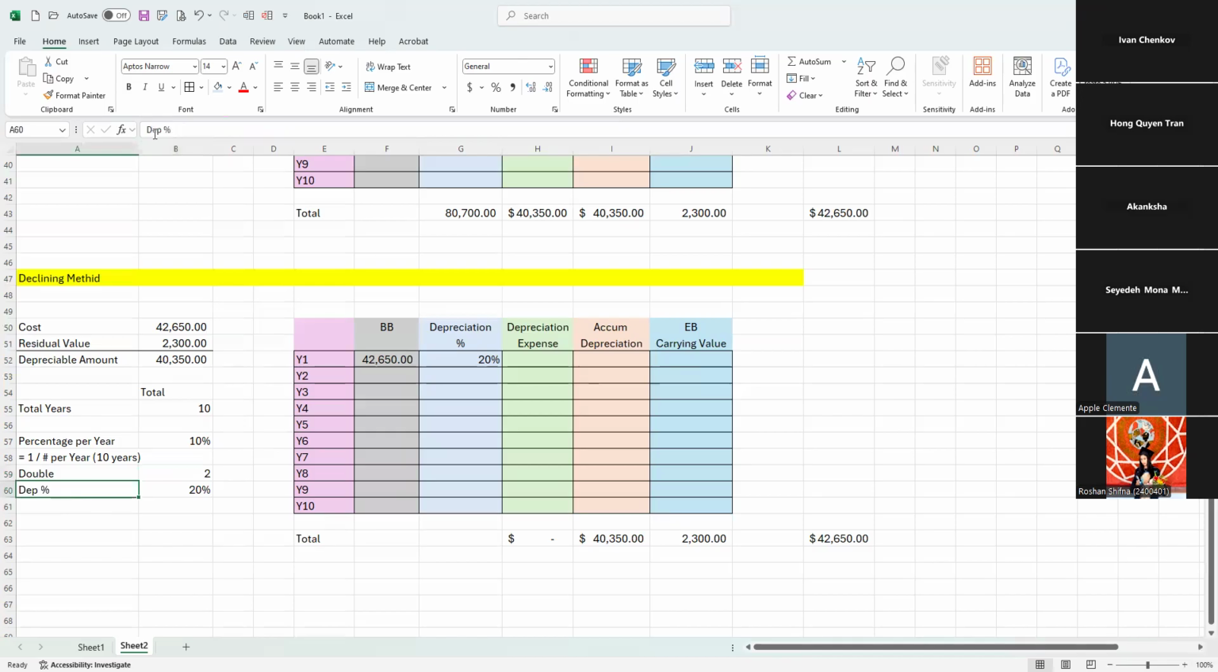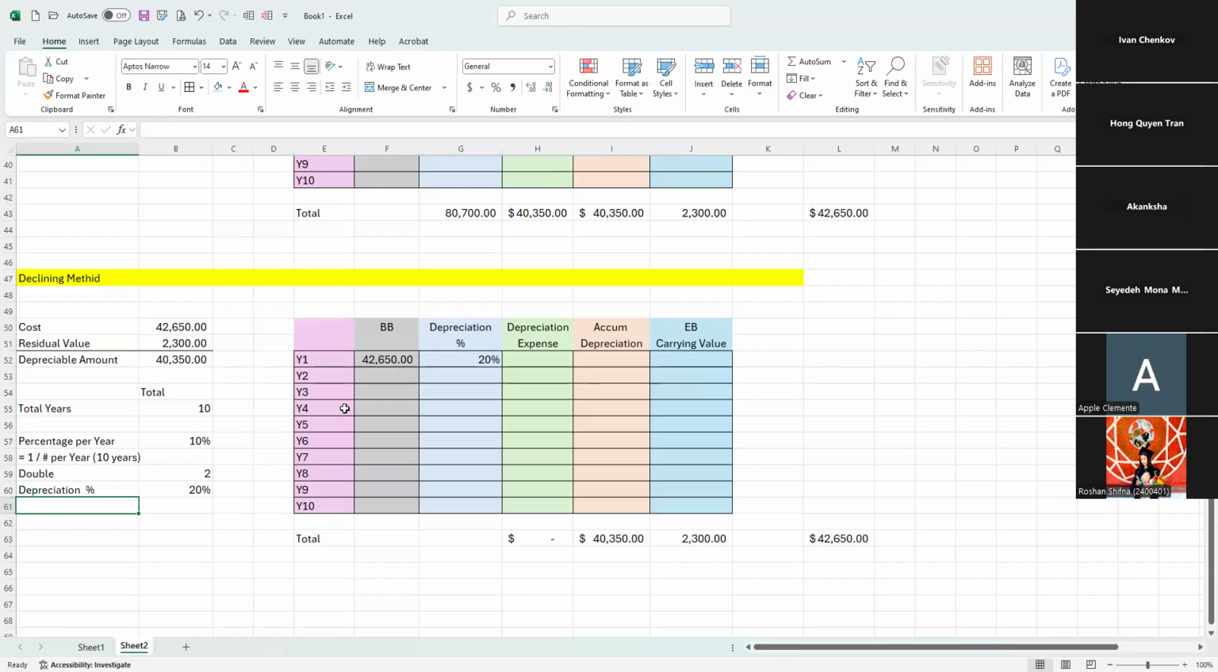Okay, and then you're calculating depreciation percentage. Sorry, I have a question. Yes, please. The question says to us we should calculate it in double or triple? Yes, the question is going to tell you which method. The question is what's going to lead it, right?